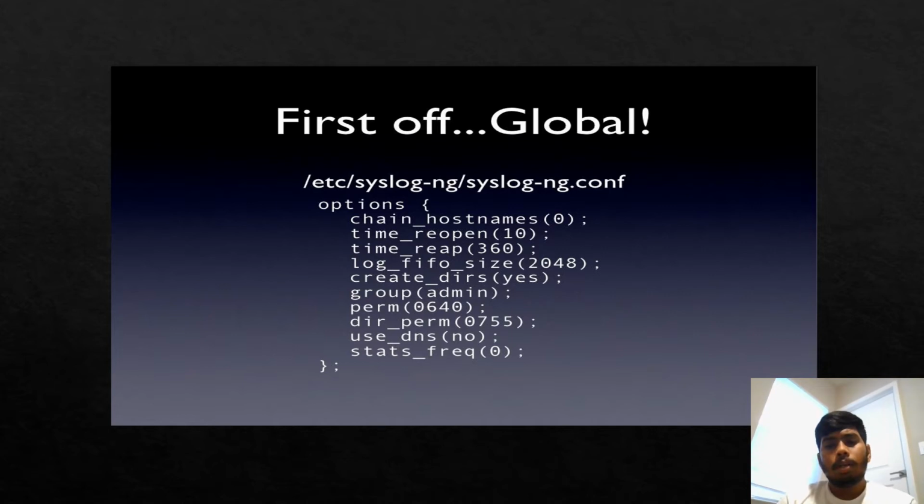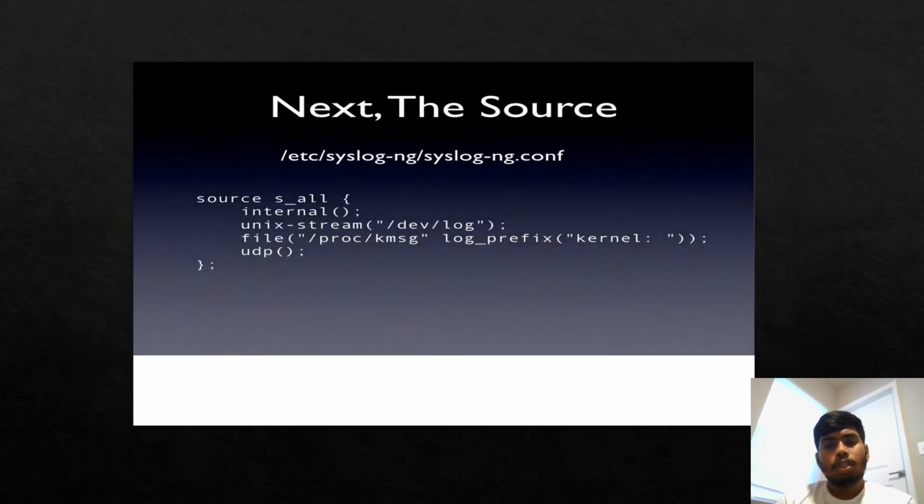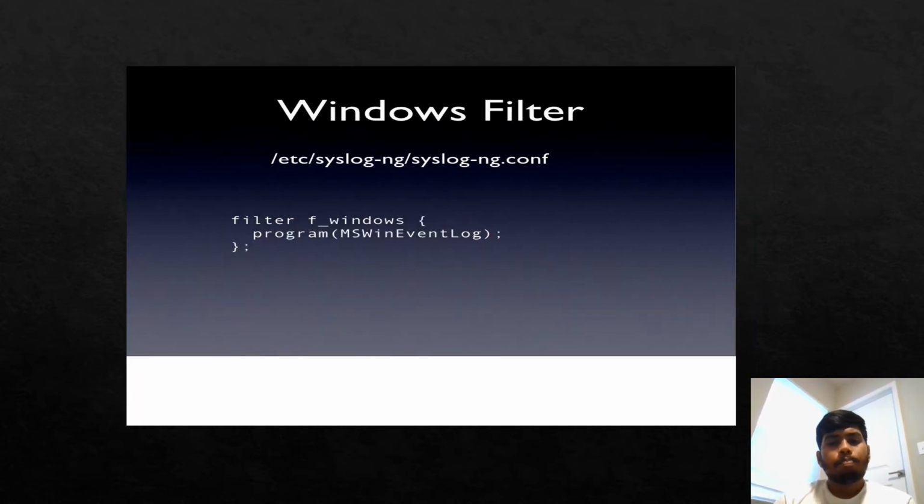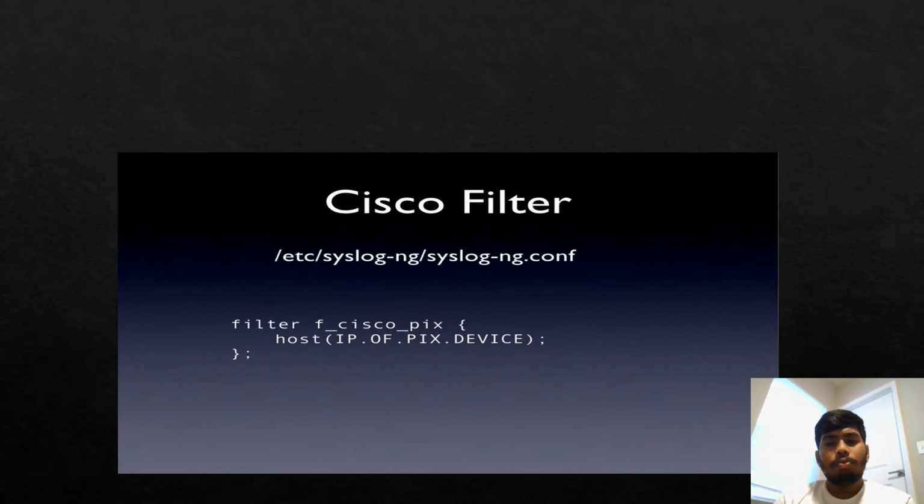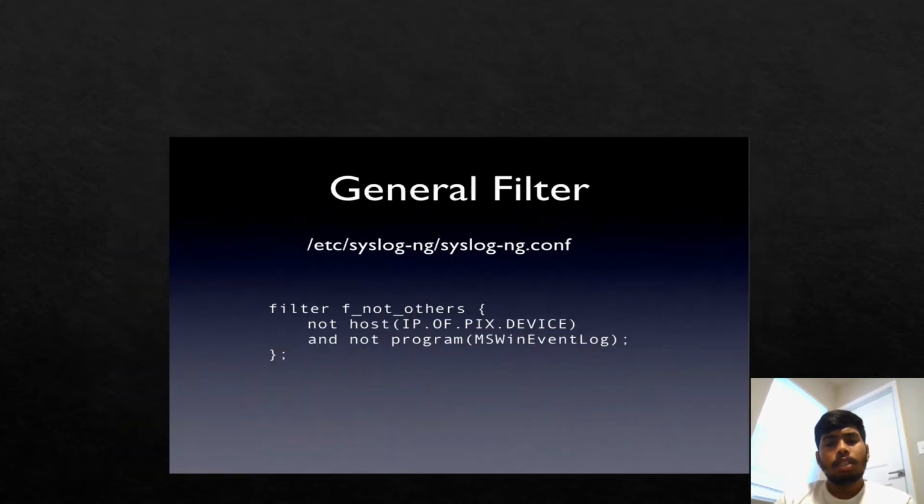We start with the global options. These are the set of commands that need to be performed in order to achieve the desired state of the output. Next we move on to the source. The following pseudocode explains it. Then there are the Windows filter, Cisco filter, and general filter. These are the three main steps, and they need to be configured very carefully with the following set of commands.